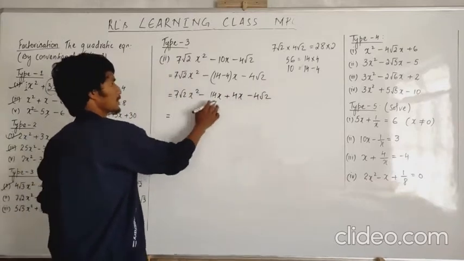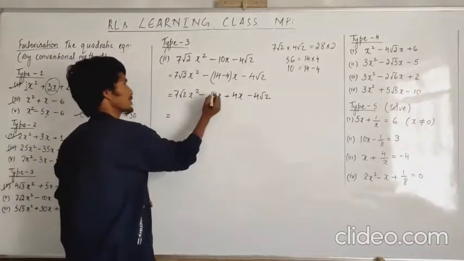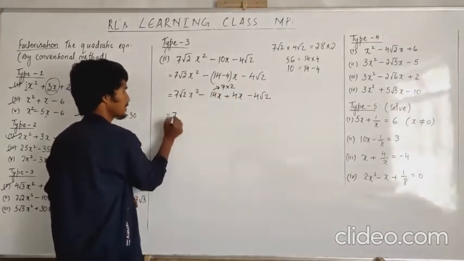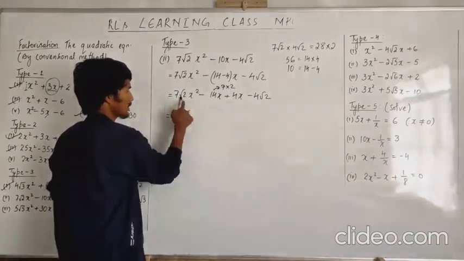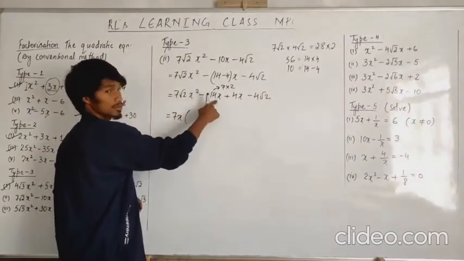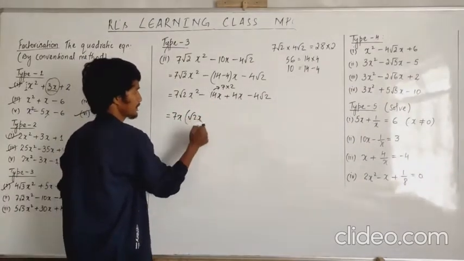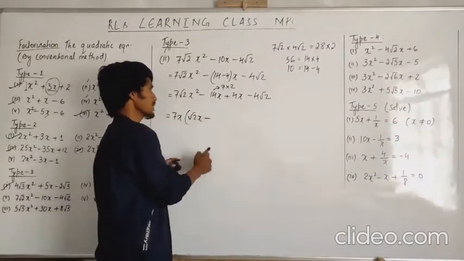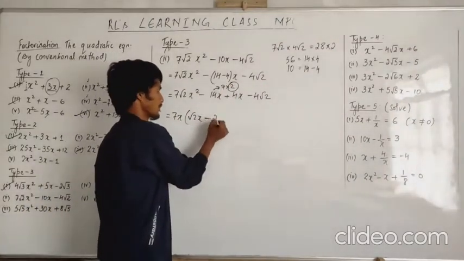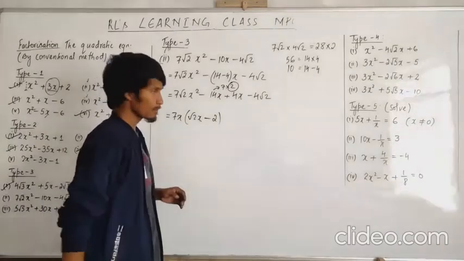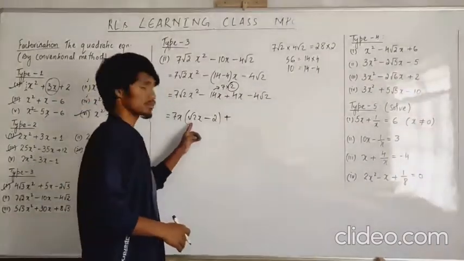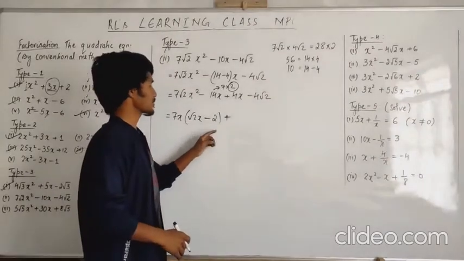Then we have to find again what are the common here. Here 7 is common, because this 14 is 7 into 2. 7 and 7 is common. Then x is common. Then root 2: here there's no root 2, so root 2 will remain. Then x also remains, because x into x will be x squared. Then one left here, 2. Then 7 into 2, 14. Then plus, I told you we'll get the same answer. And root 2 is already here. Root 2x minus root 2 minus 2.